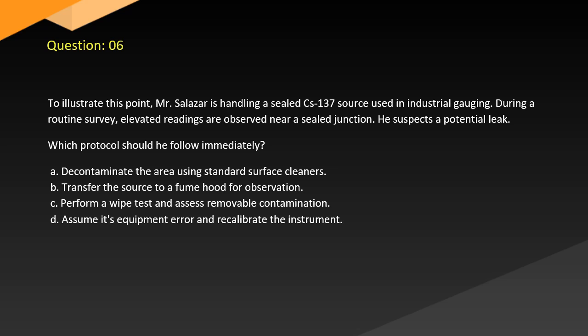Question 6. To illustrate this point, Mr. Salazar is handling a sealed Cs-137 source used in industrial gauging. During a routine survey, elevated readings are observed near a sealed junction. He suspects a potential leak. Which protocol should he follow immediately? A. Decontaminate the area using standard surface cleaners. B. Transfer the source to a fume hood for observation. C. Perform a wipe test and assess removable contamination. D. Assume it's equipment error and recalibrate the instrument.